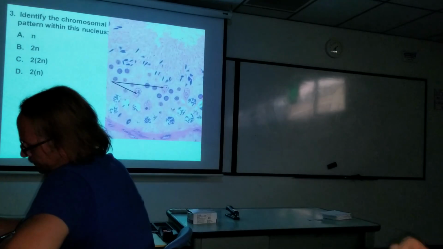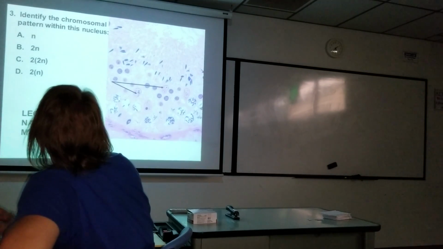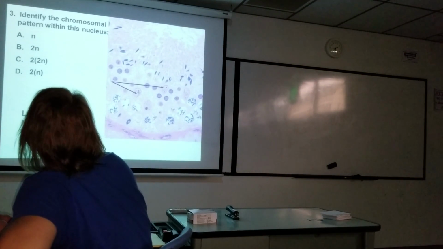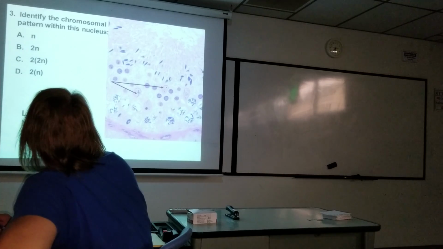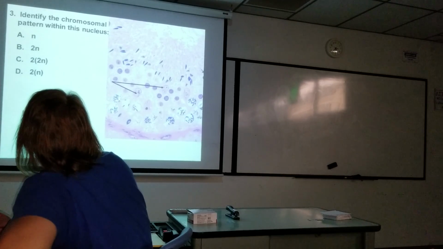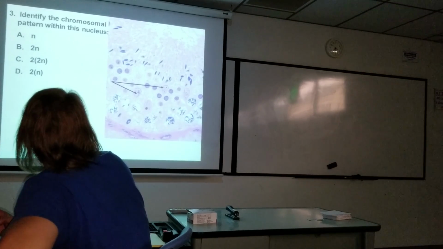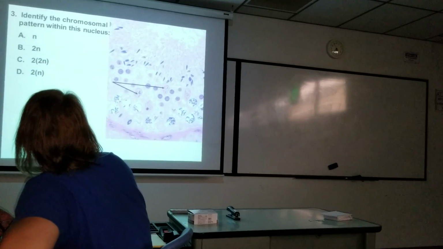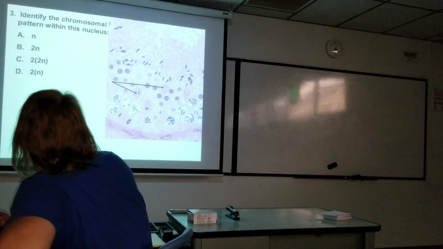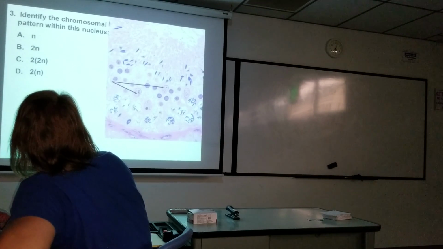It's similar, but using the slide. So identify the chromosomal pattern within this nucleus. There are 1, 2, 3, 4 examples of that nucleus. So what cell has that nucleus? This is probably the best one right here, because these other ones aren't showing the nucleolus. So what is that cell? And then what would be its chromosomal pattern?